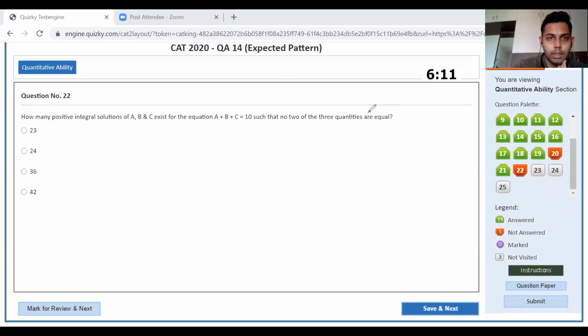ABC and no two quantities are equal. Let's say this is 1. So this will be 9, right? 2, 7, 3, 6, 4, 5. This can be rotated in 6 ways. So A is 1, 6, B is 1, 6, and C is 1, 6. So 6, 6, 6, 18 ways are done.